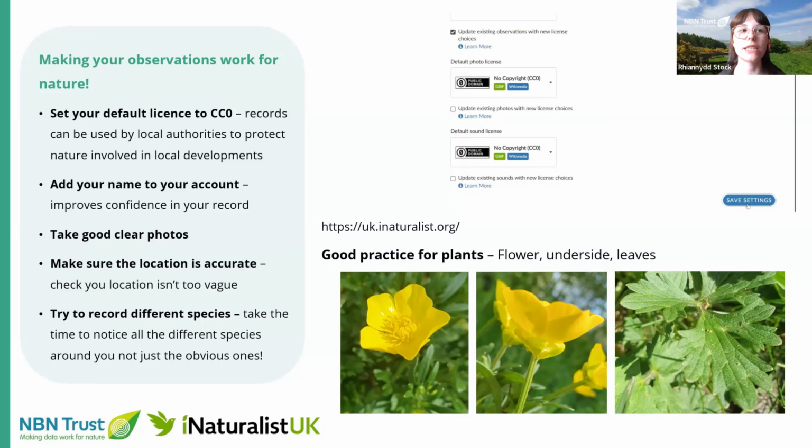It's also good to try and take good, clear photos. I've just got an example here that I've learned through being involved with biological recording. With plants, it's good to try and get a picture of the flower from the top view, and then from the underside of the flower, and the leaves. For this example of the buttercup, the first image is the image that I used earlier in the webinar, and I couldn't identify it down to species level. You could only really say that it was a buttercup.